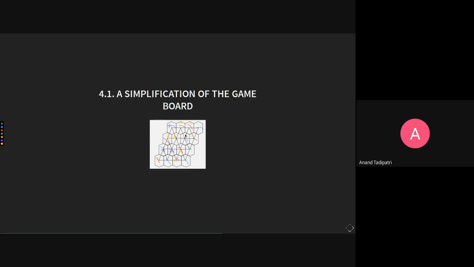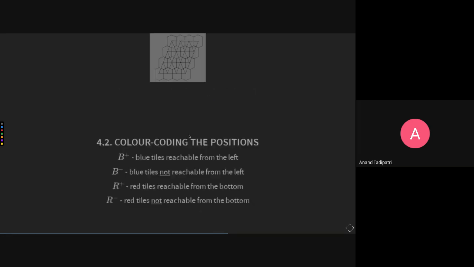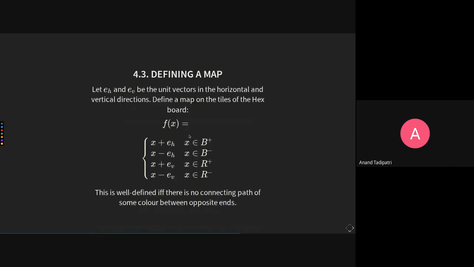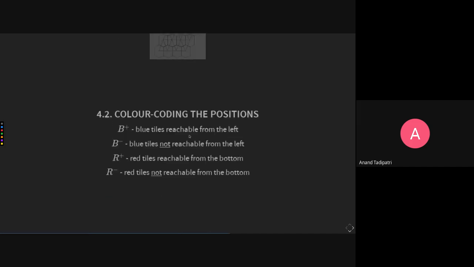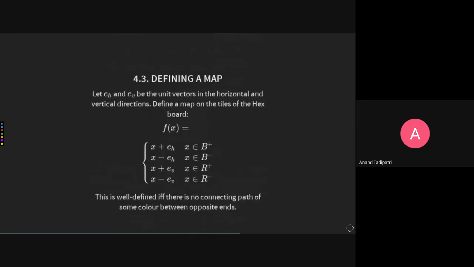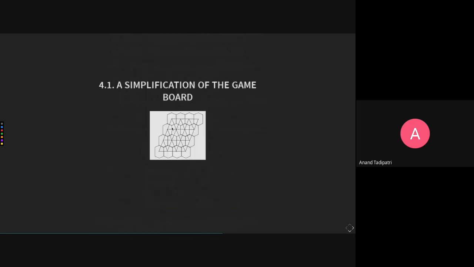So we are looking at a filled board, and we color code it according to the scheme that we just saw: either B plus, B minus, or R plus and R minus. And now we're at a stage where we can define a function. This function is operating on these points. Remember, we made the simplification of going from hexagon to a point, so instead of this hexagon, we're now dealing with only this point that represents the hexagon. Let's define some notation first.